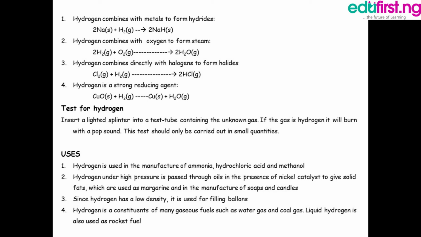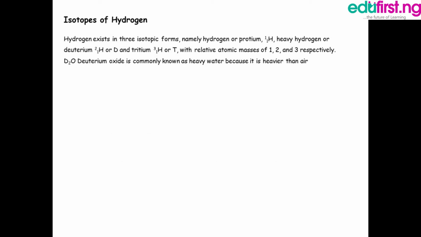And we have isotopes of hydrogen. Hydrogen exists in three isotopic forms. Isotopes have different mass numbers. The mass number is the number written as the superscript, and they all have the same atomic number, which is 1. The one with a mass number of 1 and atomic number of 1 is the regular hydrogen, or protium. Then we have the heavy hydrogen, deuterium, with a mass number of 2 and an atomic number of 1. And we also have tritium, with a mass number of 3 and an atomic number of 1.